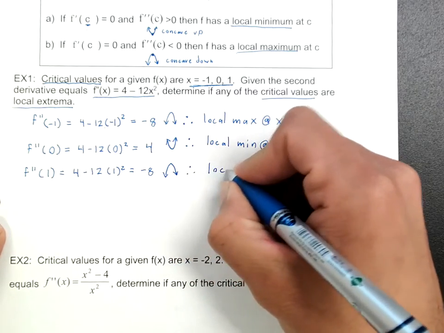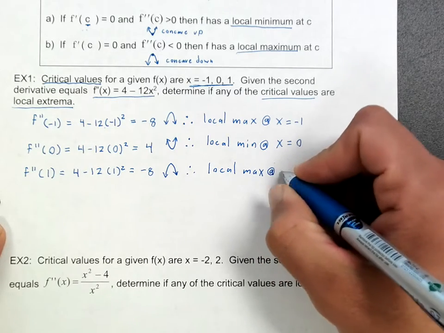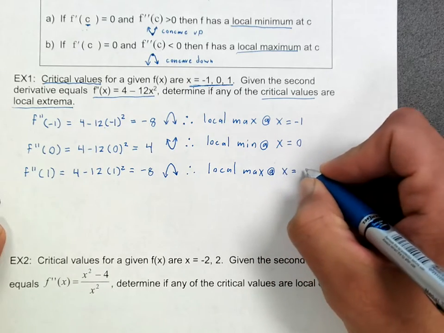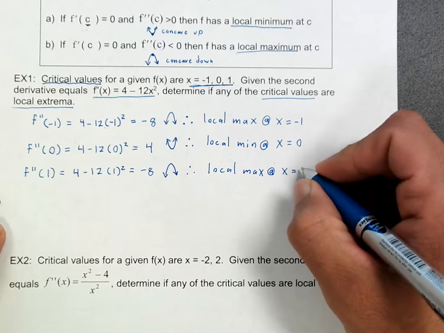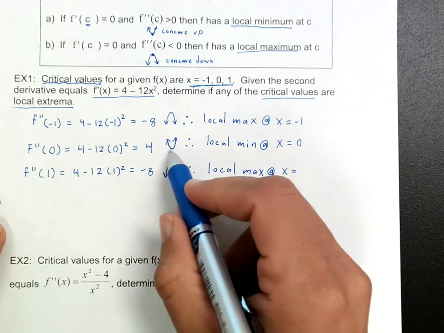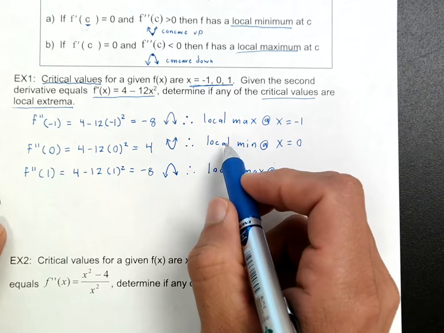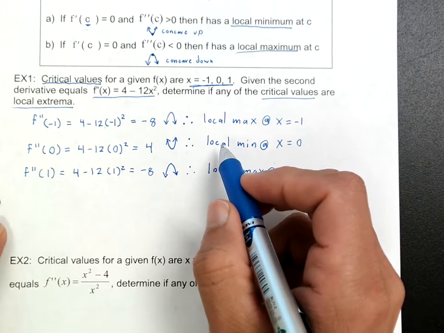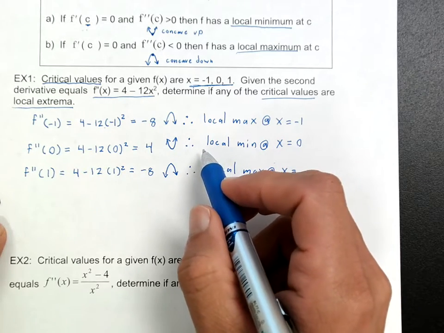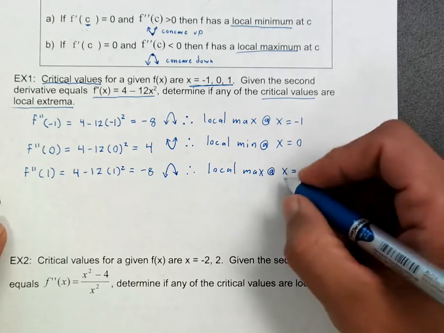All right, so hopefully you're making that connection here, that if at a critical value, the second derivative is positive, then you're going to have a concave up shape, which means you have a local min. And if we have another critical value, and at that critical value the second derivative is negative, then you're going to have a concave down, which means you have a local max.